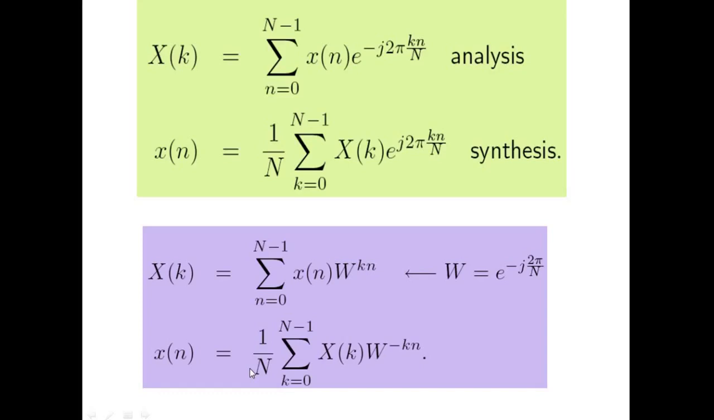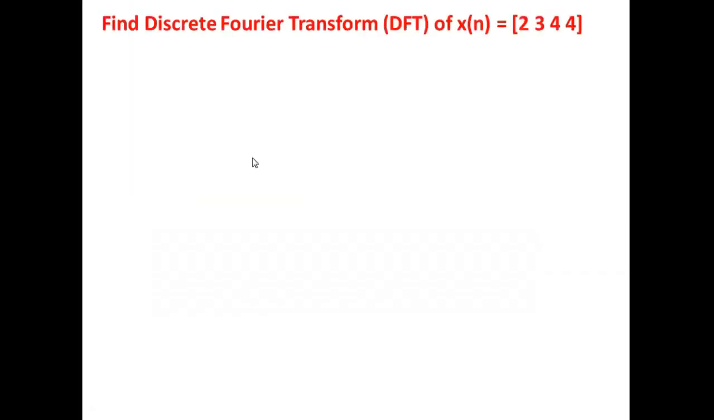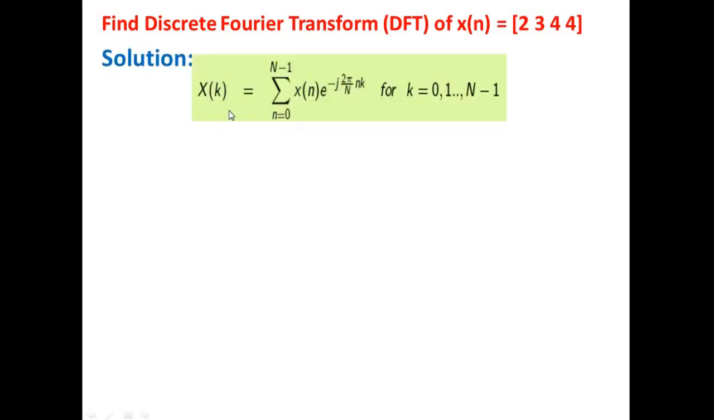Now we'll see the numerical problems. The question is: find the discrete Fourier transform, DFT, of the given sequence x of n, 2, 3, 4 and 4. We are not given any specific length for the DFT, so we can take the length capital N as 4. The formula for finding the discrete Fourier transform X of k is this, and k has to vary from 0 to N minus 1.